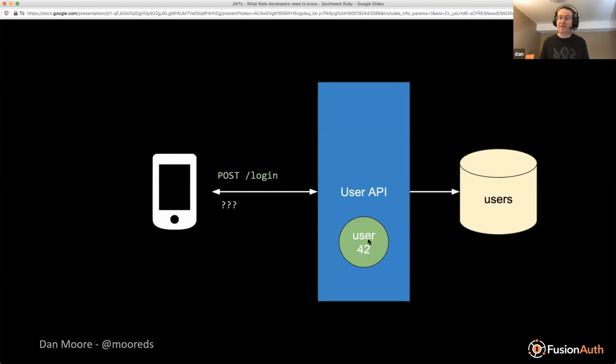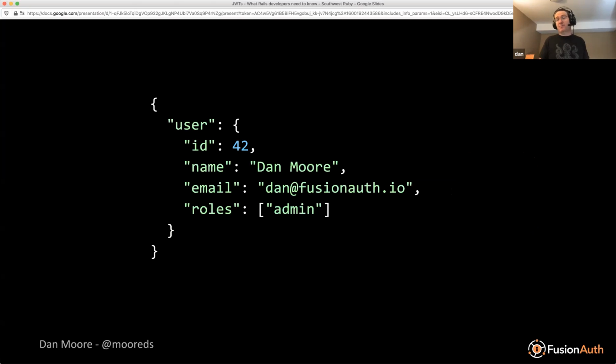The user API is going to validate who this user is by checking against the user's table or the user's data store, and then pass back the user as JSON. And then the client is going to make further use of that data. So that JSON might look something like this. It has an ID, a name, an email, and then roles, so that the roles can be consumed by some other part of the API or some other system and grant me appropriate access.